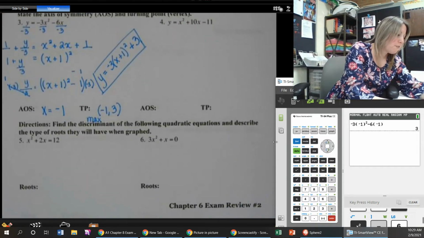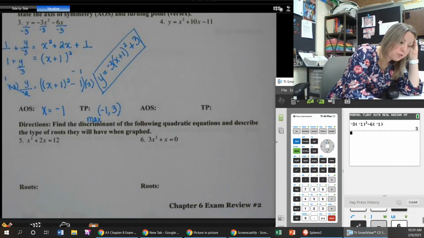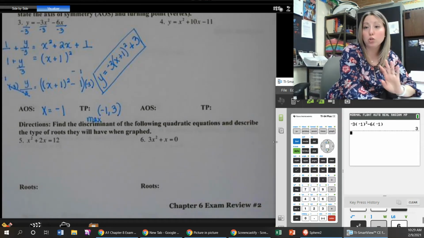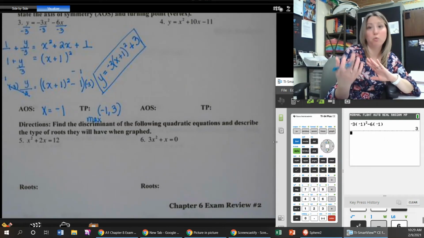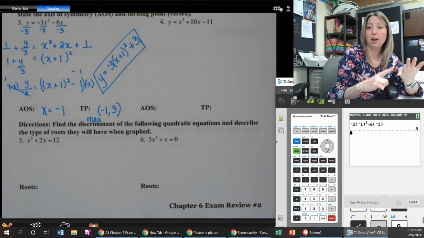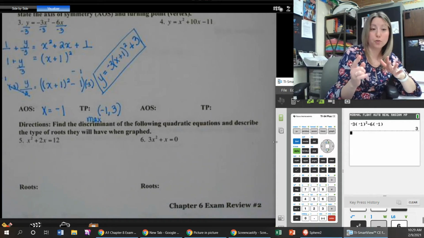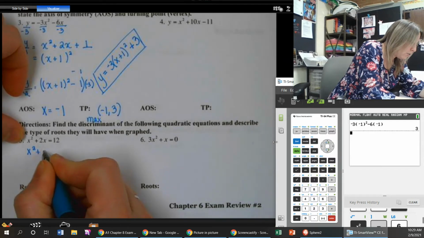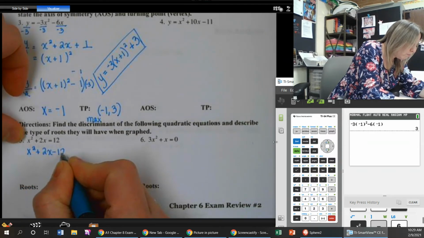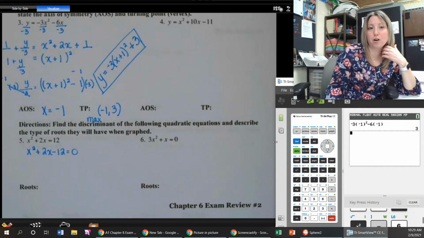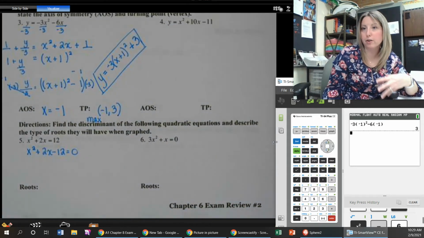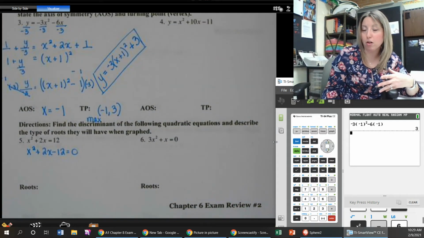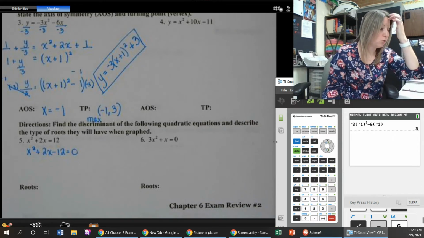All right, here. Find the discriminant of the following quadratic equations and describe the type of roots they will have. Well, you want ax squared plus bx plus c equals 0 or equals y form so that you can find the a and the b and the c. So the first thing I want to do here is subtract this 12 over so that I have standard form. And this is an equation and not a function because there's only one variable involved, and that one variable is x. Okay, so that's the first piece.